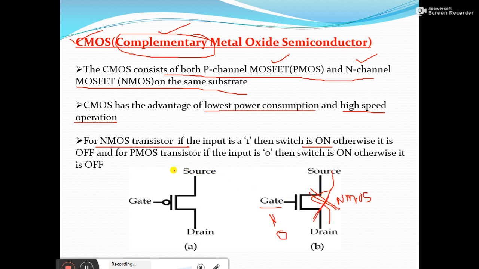Similarly, in the PMOS transistor, if the gate is made 0, then I can say the switch is in the on condition, or the charge carriers are allowed to flow from source to drain.